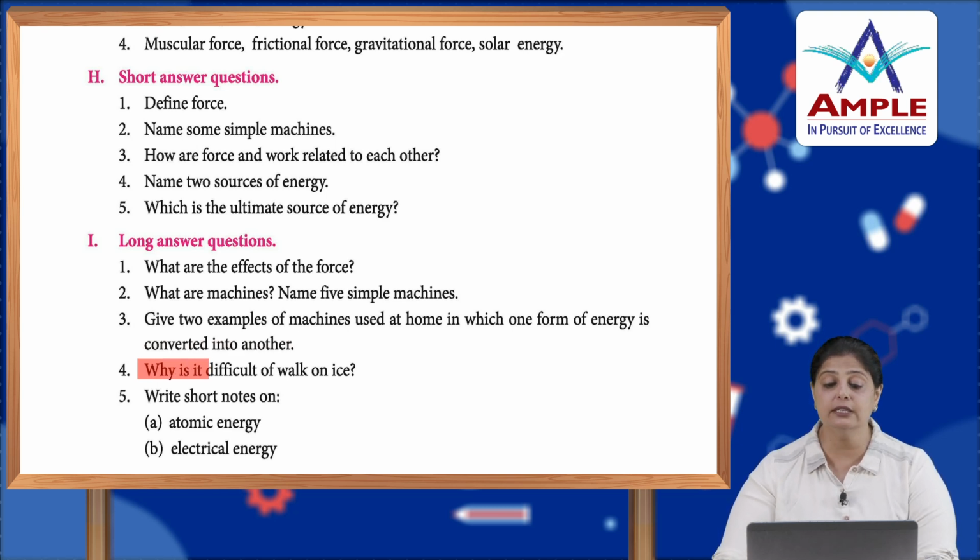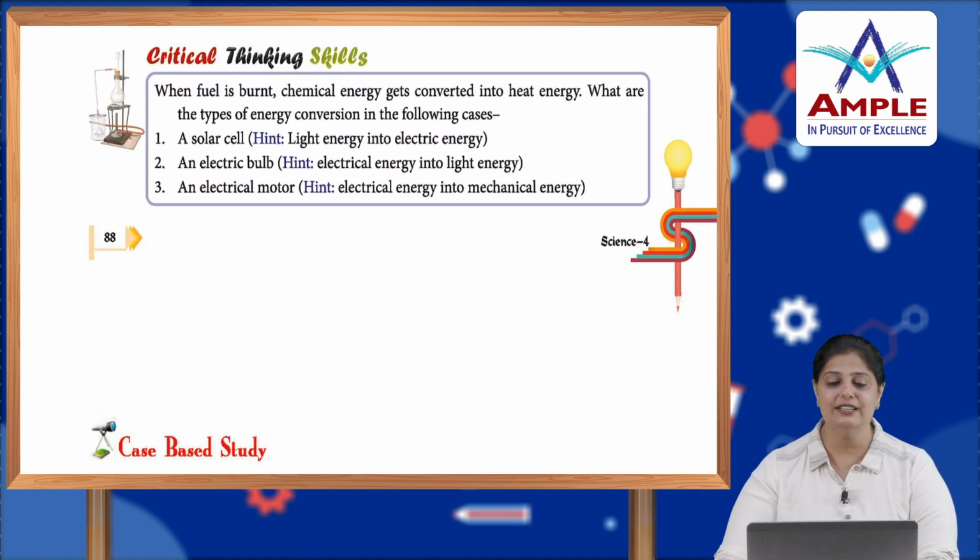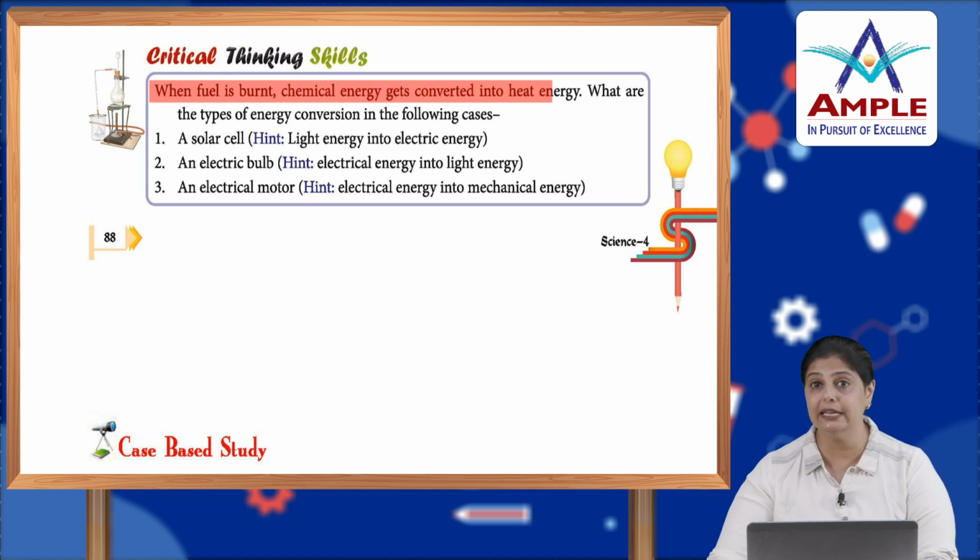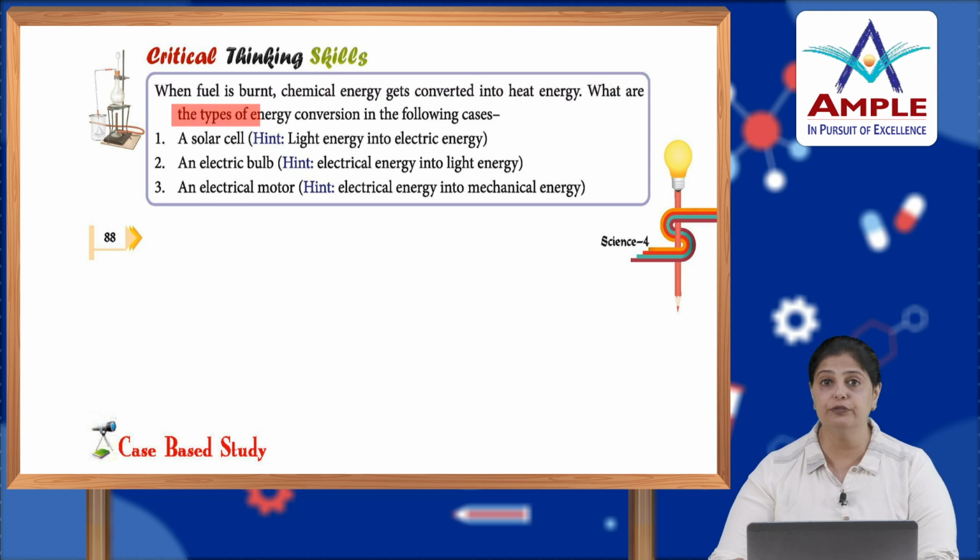Okay, and why is it difficult to walk on ice? Because of the friction that comes from the ice. So you have to explain that and write short notes on atomic energy and electrical energy. All right. So now critical thinking skills. When fuel is burnt, chemical energy gets converted into heat energy. What are the types of energy conversions in the following case? Solar cell.